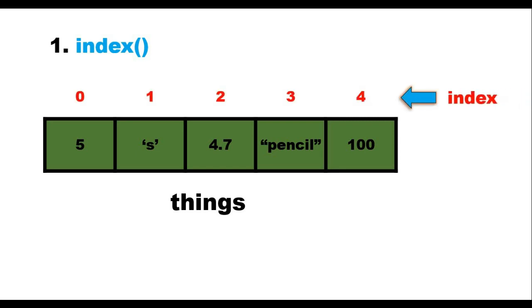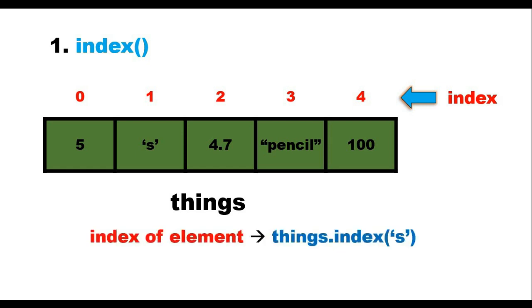Index is used to get the index of a particular element. For that, you have to give things.index of yes. Here, things is the name of the tuple and index is the inbuilt function. Inside this function, you have to pass the element. Whatever element you want, you can pass. It will return the particular index of that element. Here I have passed yes. Here yes is the element and it will return index 1. Clear?